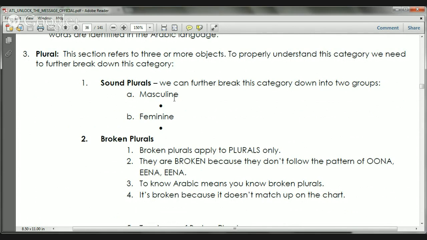And you guys can write this in. Oh, that's why it's not there. You're supposed to write it in. For masculine, what are the endings for the plurals? You know this already, right? Una and ina. Masculine endings. Now, how about sound feminine endings? Atun and atin. Una, ina, and atun, atin. So those are the first type of plurals.